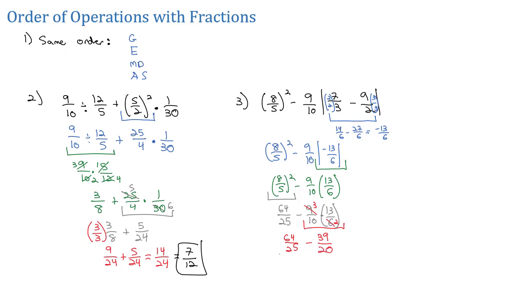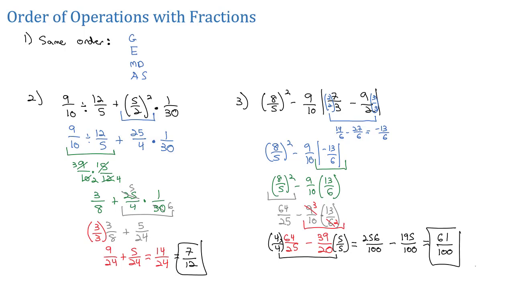Now all that's left is the subtraction problem. To do that, we need to get a common denominator. The common denominator of 25 and 20 is going to be 100. So we're going to multiply the first fraction by 4/4 and the second fraction by 5/5. 64 times 4 is 256 over 100. Minus 39 times 5 is 195 over 100. And when we subtract those numerators, we end up with 61 over our common denominator of 100. We have our final solution.